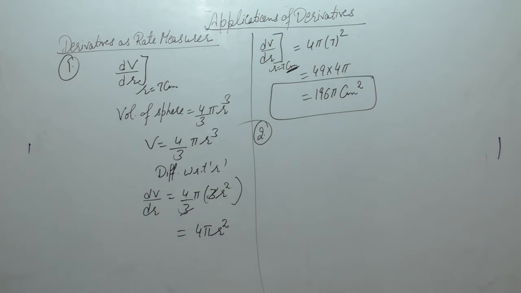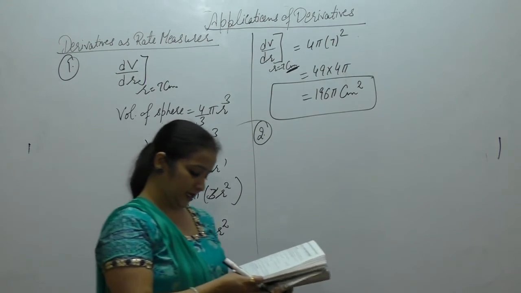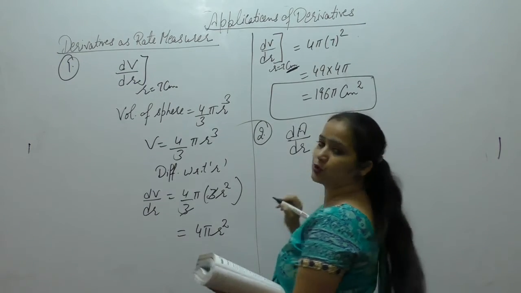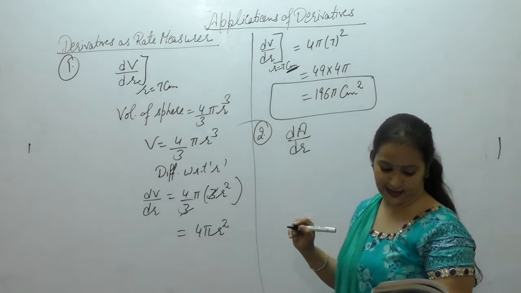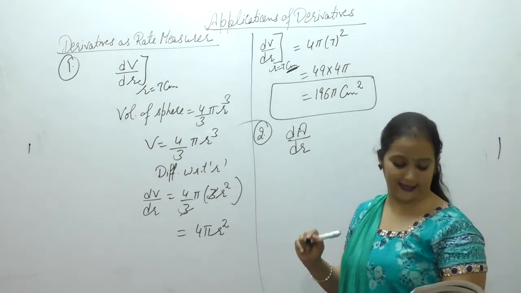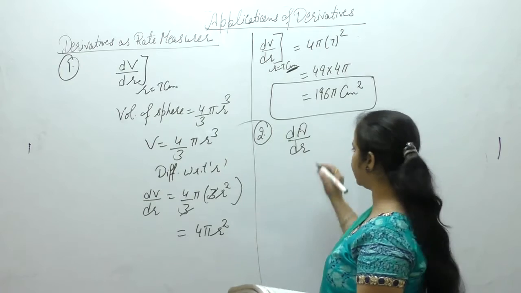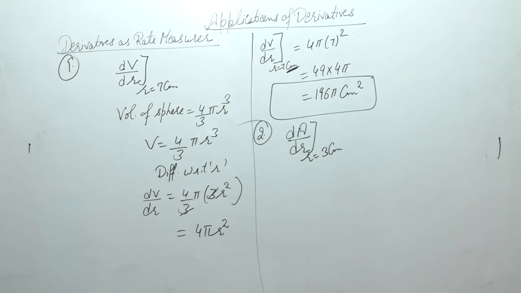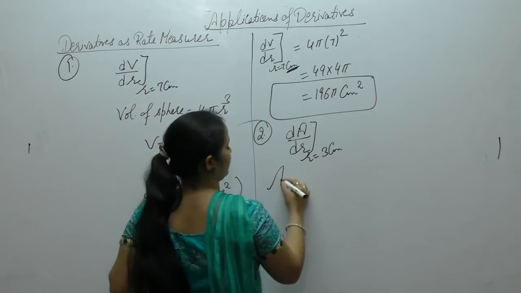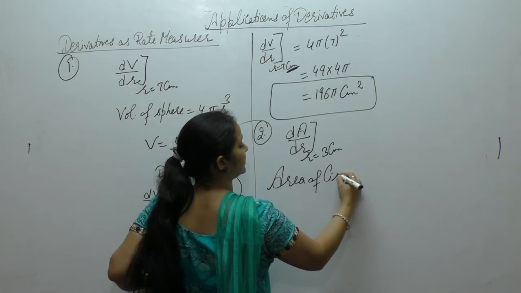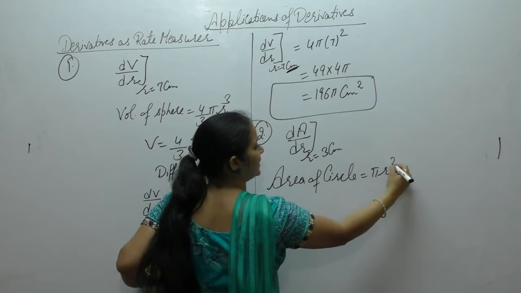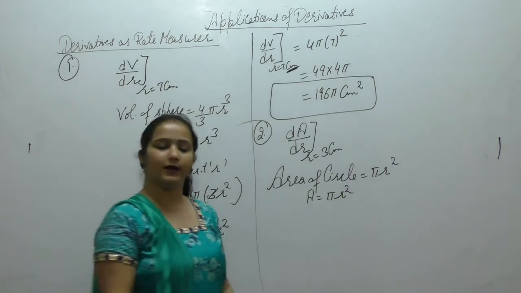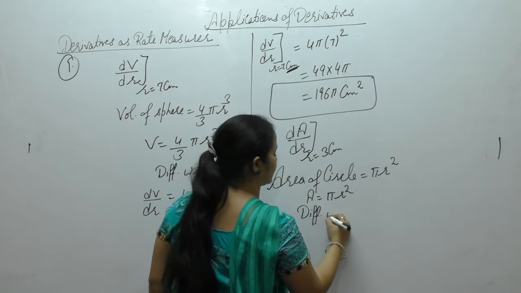Now the next one, find the rate of change of area of a circle with respect to radius. हमें इसका rate of change निकालना है. How fast is the area changing with respect to radius when the radius is 3 centimeter? What is the formula for area of circle? That is pi r square. Let it be denoted by A. Now we want to find dA upon dr, so differentiate with respect to r.